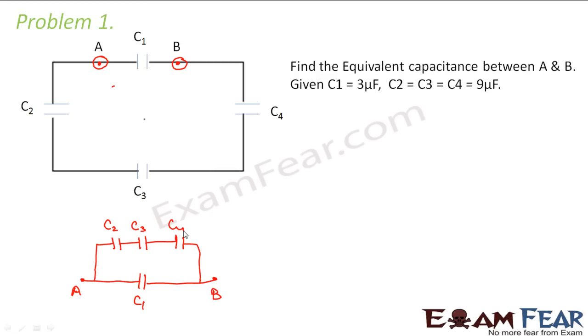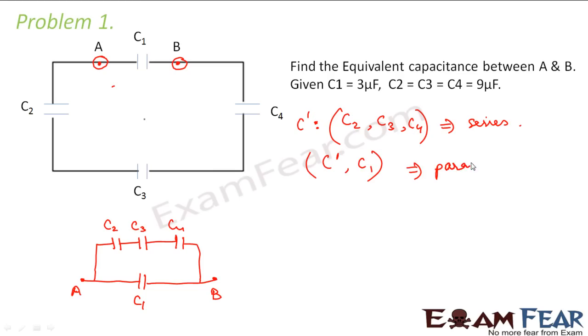Now if you look at this diagram, it becomes very simple. You have C2, C3, C4 in series and then that in parallel with C1, right? So what do you see here? Here C2, C3 and C4 makes a series combination. Let us call its capacitance as C dash, and then C dash and C1 make a parallel combination, right? So the equivalent capacitance of these three capacitors is C dash. So let us first calculate C dash.